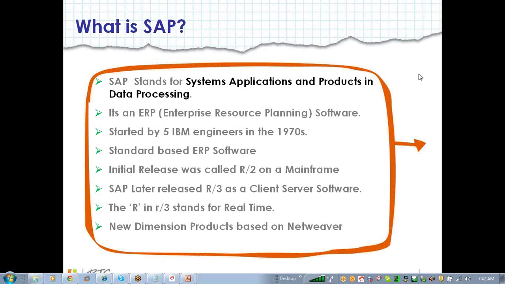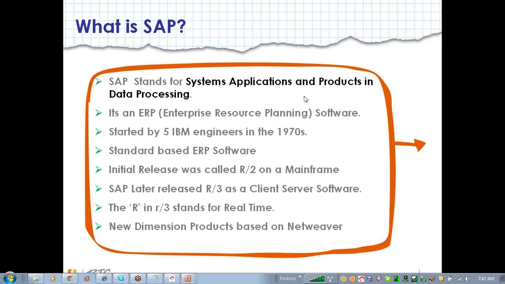Right. So SAP stands for Systems, Applications, and Products in Data Processing. That means, to process your business, we need one application software. So they made that abbreviation in the name only. So it is an ERP product. ERP means Enterprise Resource Planning.